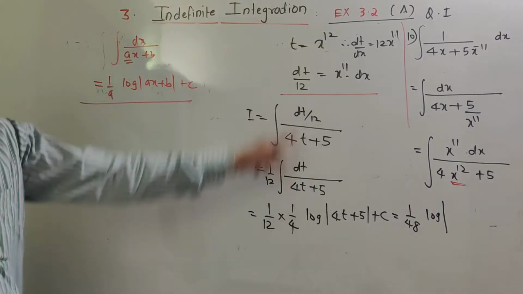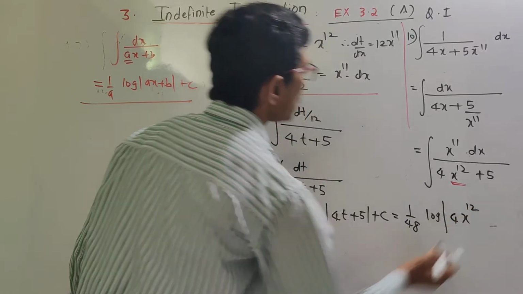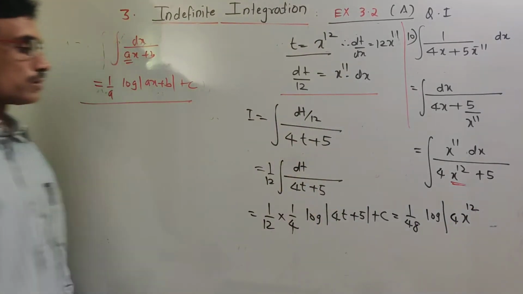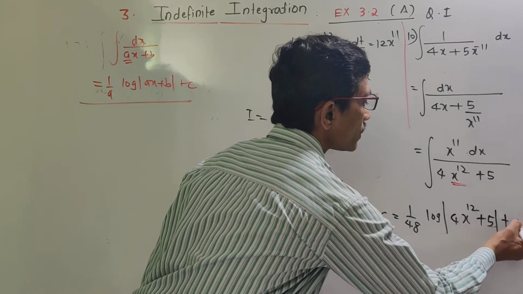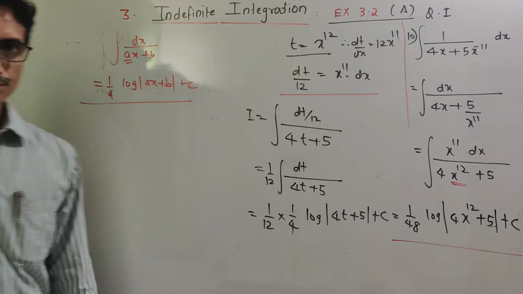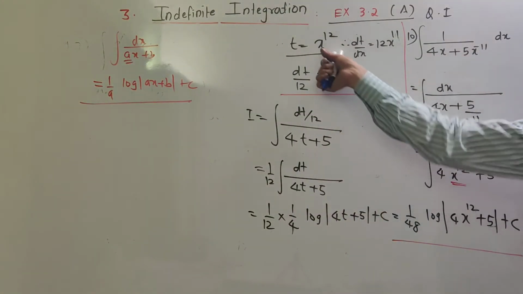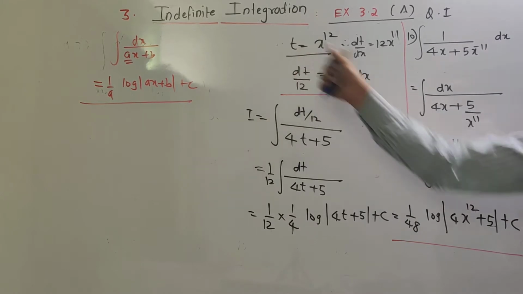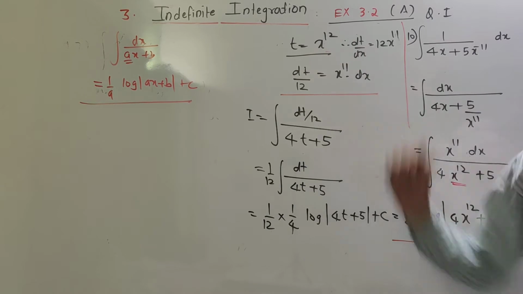t, where t is x to the power 12, so t is x to the power 12 plus 5 plus c, that will be our last answer. So substitution we will make here: x to the power 12 is equal to t, or the whole denominator we can make substitution as t.